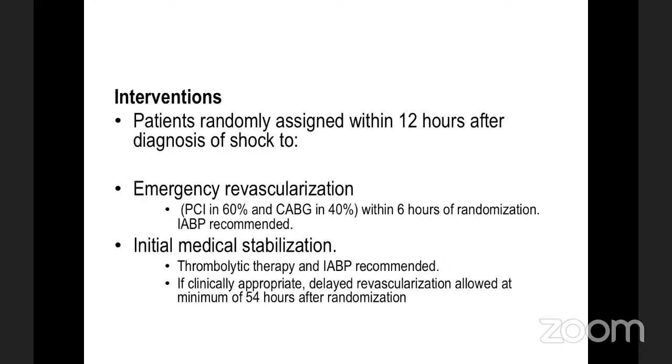And the patients were randomly assigned within 12 hours after a diagnosis of shock to group 1, emergency revascularization, where around two-thirds underwent PCI and 40% underwent CABG within 6 hours of randomization. The other group received initial medical stabilization with thrombolytic therapy and intra-aortic balloon pump, and then delayed revascularization at least 54 hours after randomization.